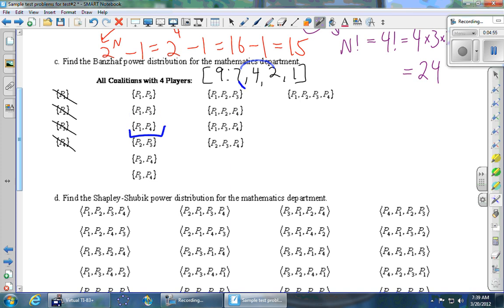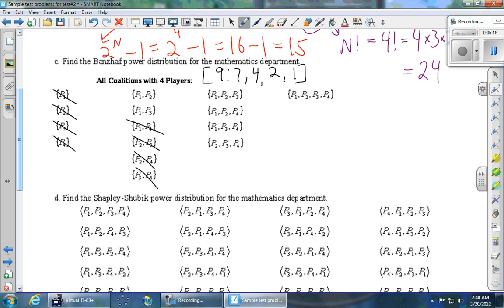First and fourth, 7 and 1 is 8. That's not 9. That's not enough. That's not a winning coalition. And then we keep playing this game. Players 2 and 3 have only 6 votes. That's not enough. And if you keep going down the line, I think you'll see that these are actually getting weaker, so none of those wins.